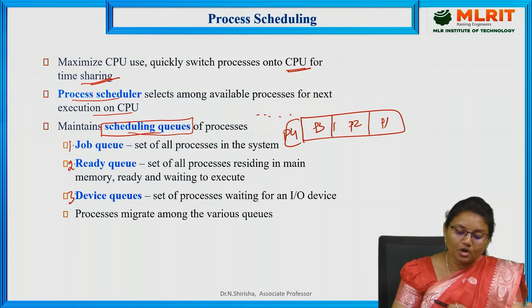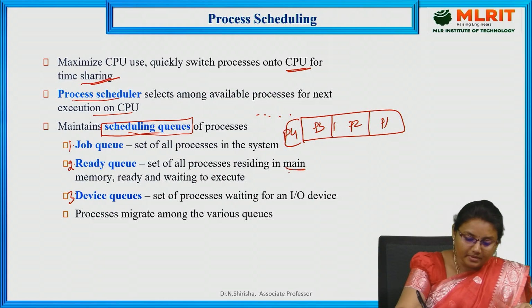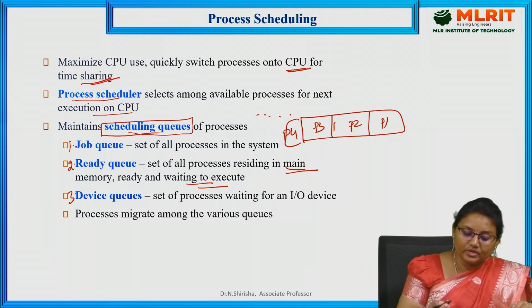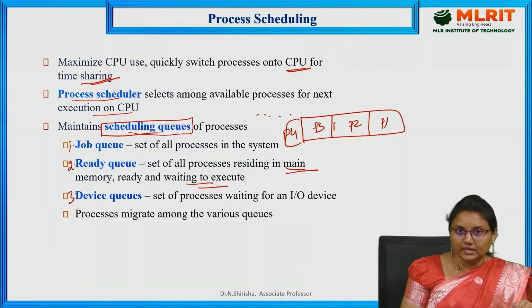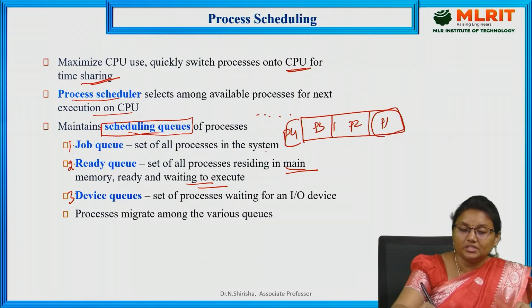Now the set of all processes residing in the main memory, ready and waiting to execute, we call a ready queue. Now P1 will be ready for execution, but P2, P3, P4 are in the job queue because they are waiting for their turn. When P1 is executed, then P2 may get the turn. In that way, it is changing from the job queue to the ready queue.